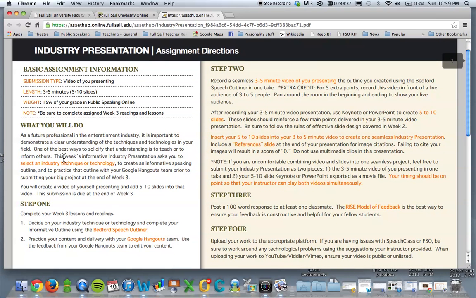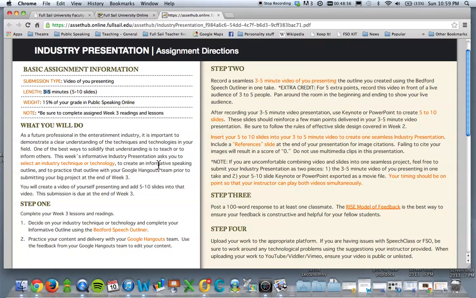One of the things that I want to point out is this industry presentation. I love this speech, by the way. I think it's so exciting. I love hearing about your industries. One of the things you'll want to focus on is remember that it's only a 3 to 5 minute speech. So you will want to make this as focused as possible.